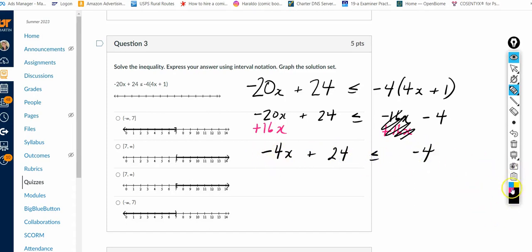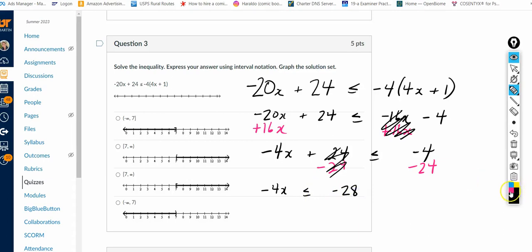And the goal is to get x by itself on the left-hand side, so I'm going to subtract 24 now from both sides. And so these will cancel, and I'm going to have negative 4x is less than or equal to negative 28.